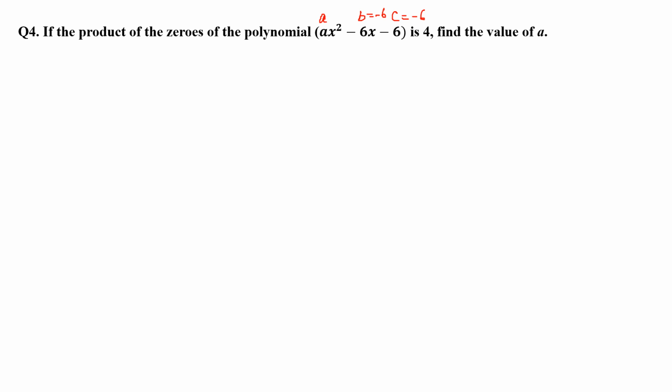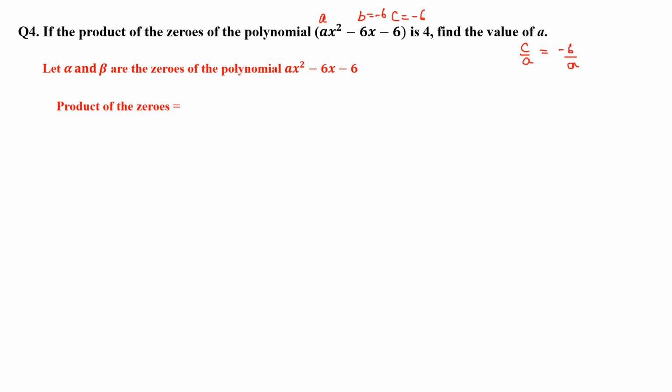And what is the product of the zeros? c by a means minus 6 by a. This is your product of the zeros. Now using this relation only you have to find the value of a. So I've assumed that alpha and beta are the zeros of the polynomial ax square minus 6x minus 6. So the product of the zeros, alpha beta, will be equal to c by a, isn't it? And what is your c here? Minus 6 by a.